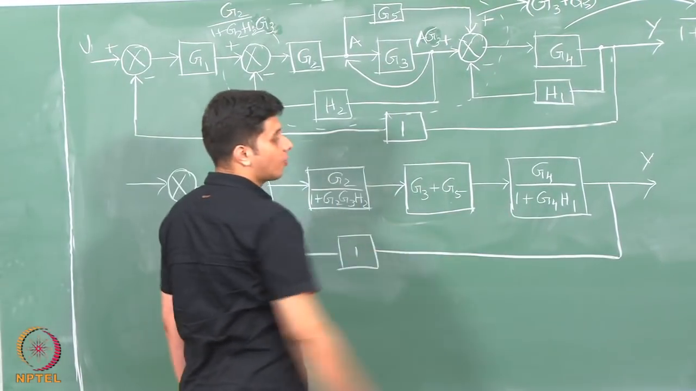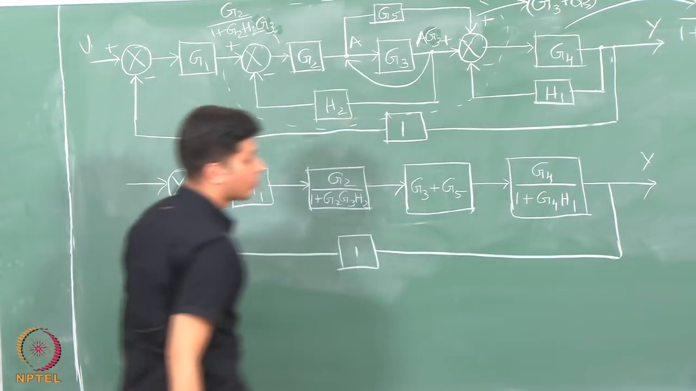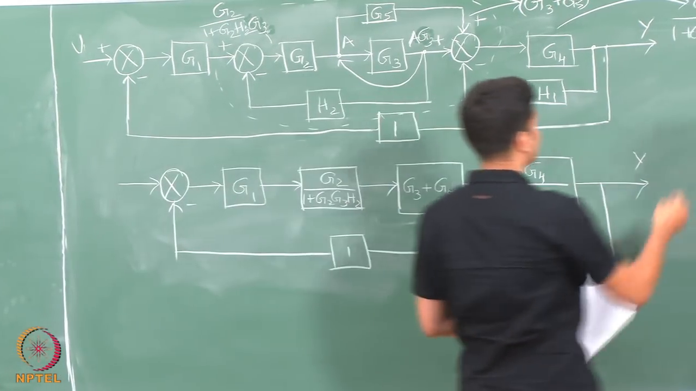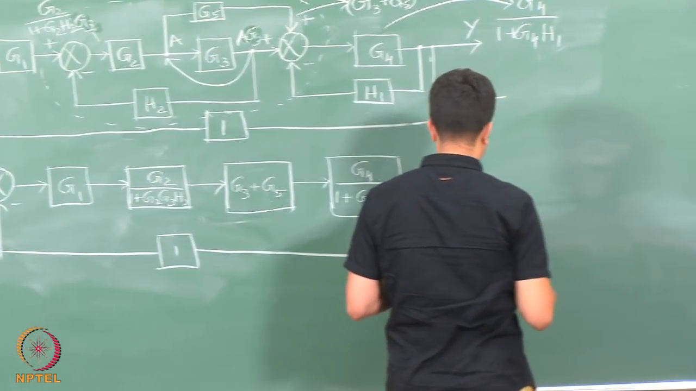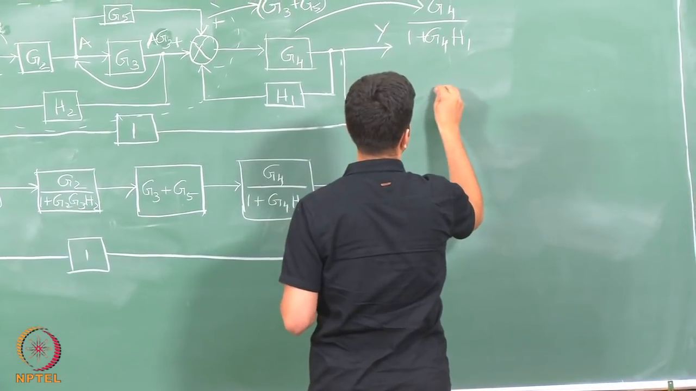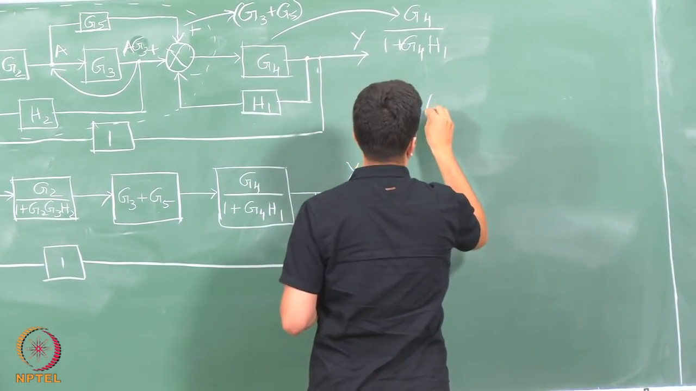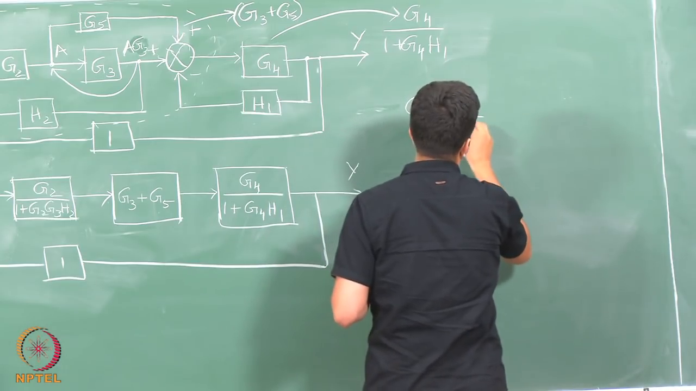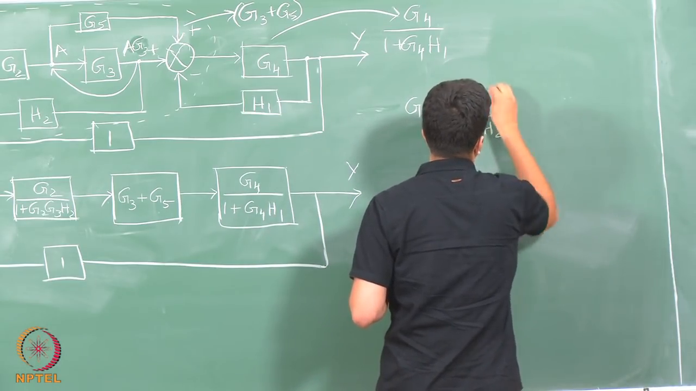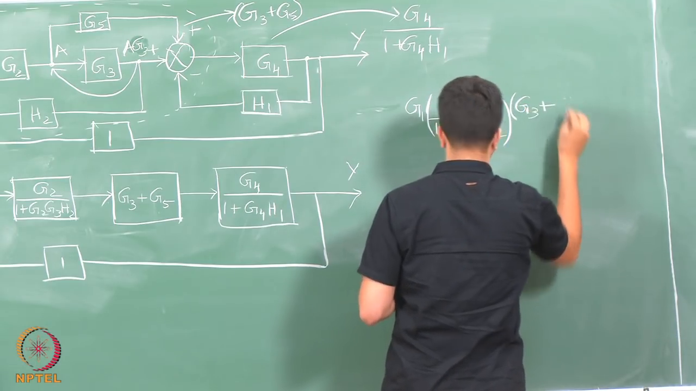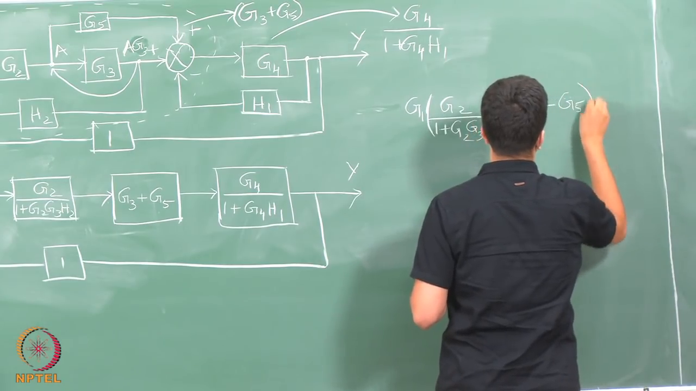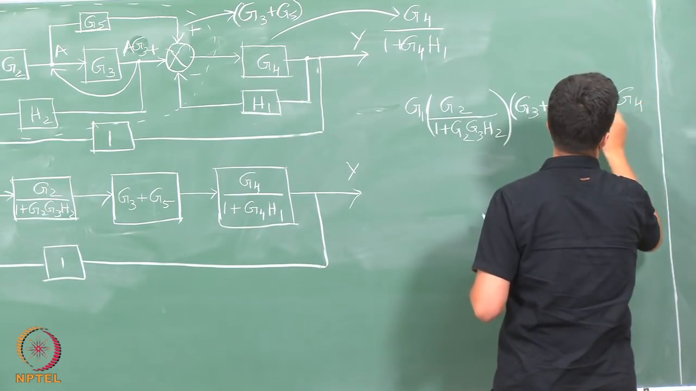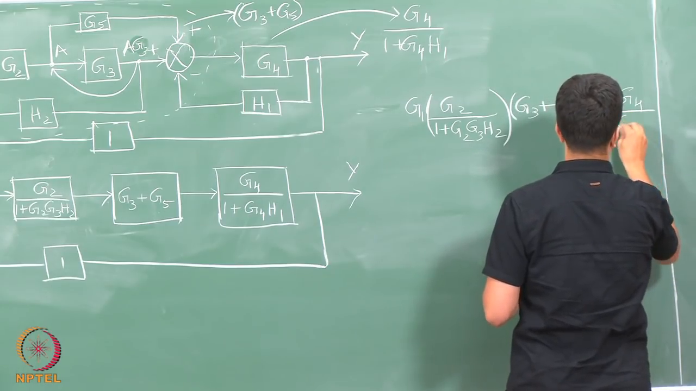So now we have two more simplifications to do. One is the cascade of all these four blocks and then applying the feedback law, right? So once I apply that, the cascade will be something like this. G1 times G2 by 1 plus G2 G3 H2, times G3 plus G5, times G4 by 1 plus G4 H1.